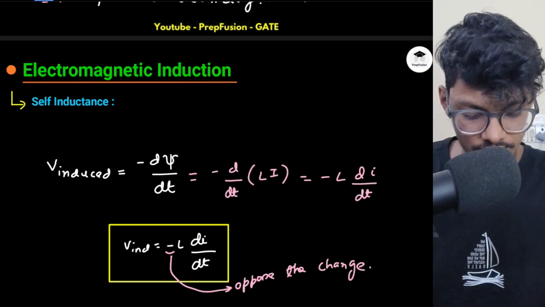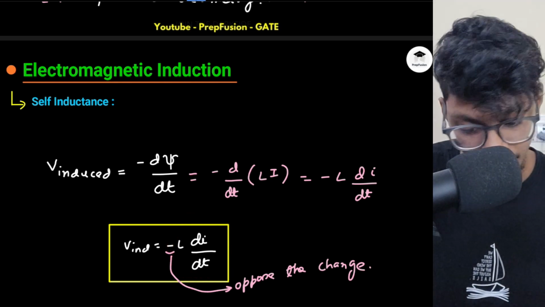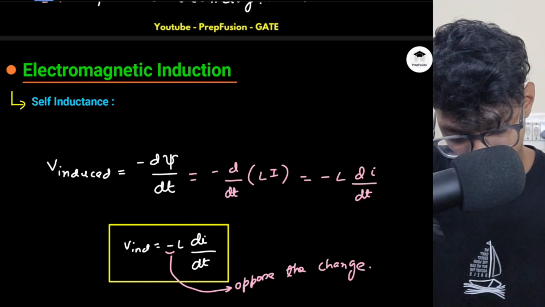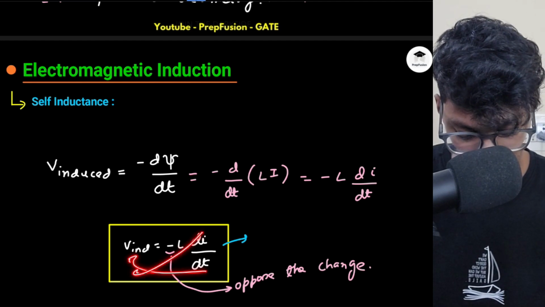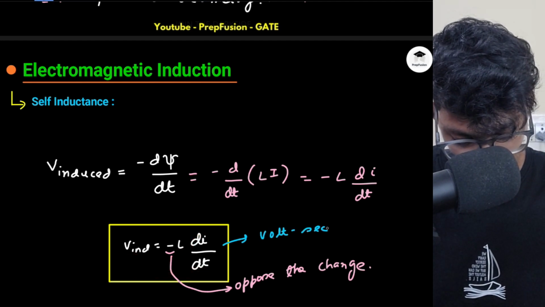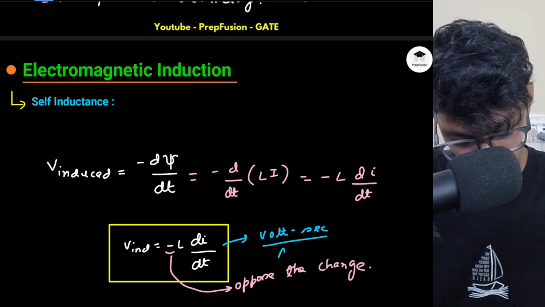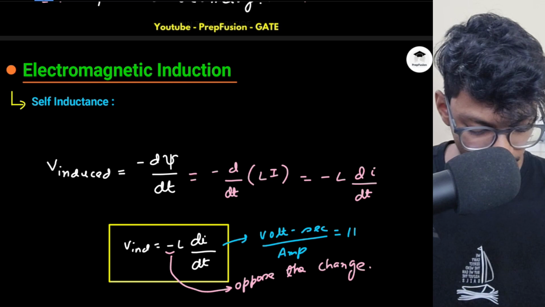So from this also you can find out the units of L. There is another unit of L. What is that unit? Here, if this dt goes to the left-hand side and di comes in, it will be volt second per ampere. So this is also another unit. This is the unit of Henry.